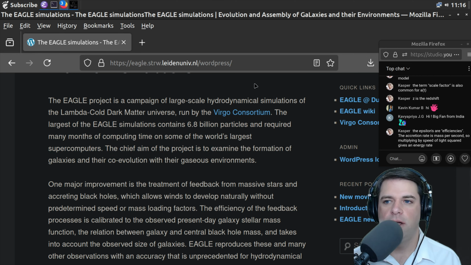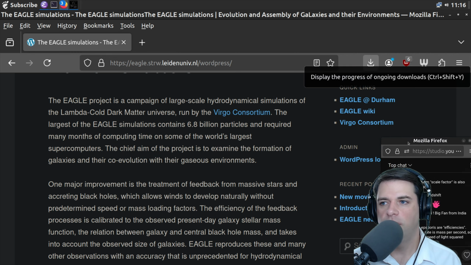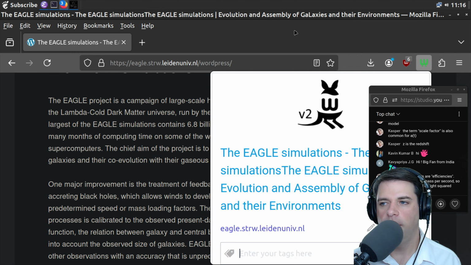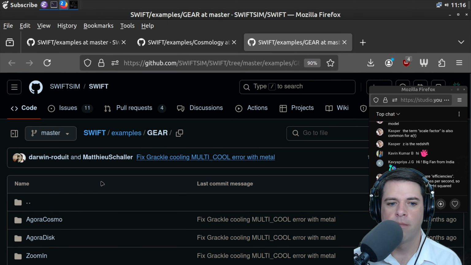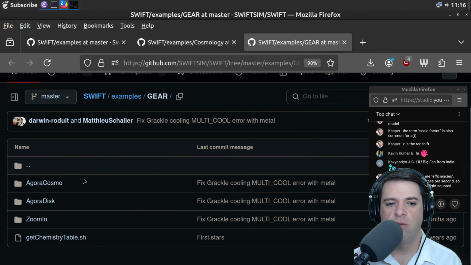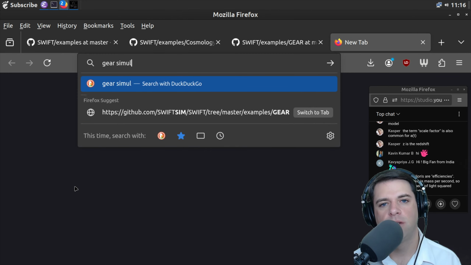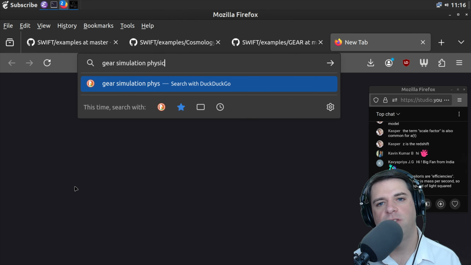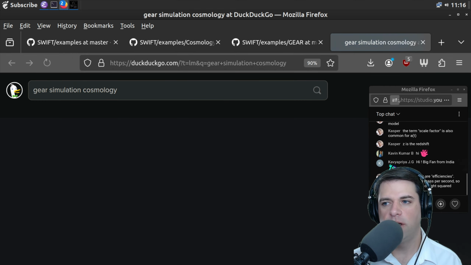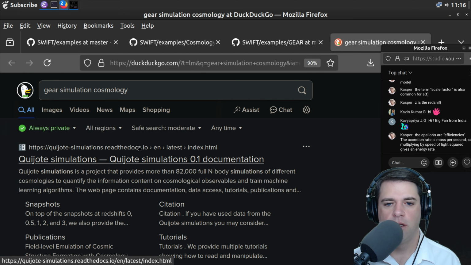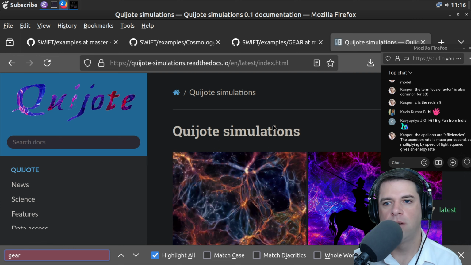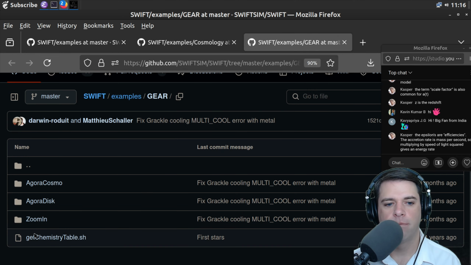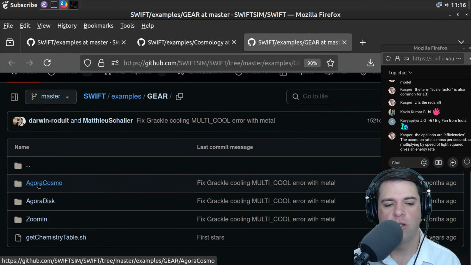Okay, so this is an existing simulation project. I'll add it to Wallabag so I can read about it later. And Gear, I'm going to guess, is another project. Physics? How about universe? How about cosmology? I don't want like a picture of a gear rotating. There's like Quixote simulations. Let's look at Agora Cosmo.